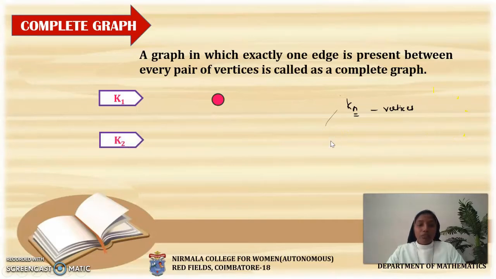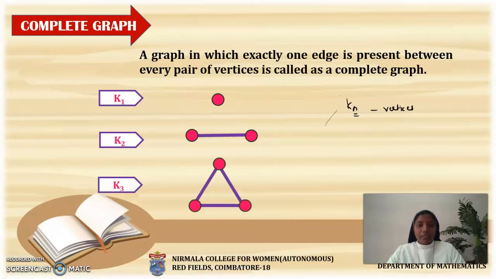Then, to define K2, we have 2 vertices connected by a single edge. Here, if you see, each vertex is connected to the other. And similarly, K3 is nothing but a triangular graph in which we find 3 vertices, and every vertex V1, V2 and V3 is connected with the other vertices.